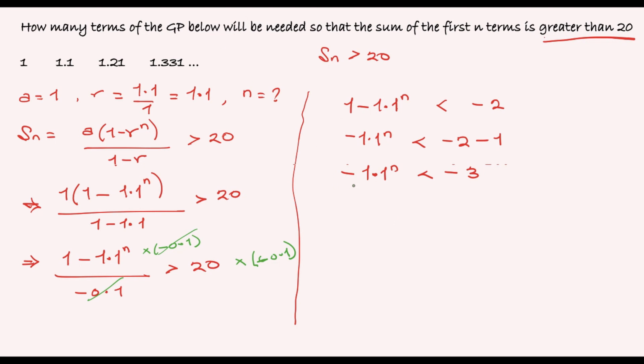Now again, we can get rid of our negative sign here by multiplying through by minus 1. So if we multiply through by minus 1, this negative cancels out this negative here, and this minus sign cancels out this minus sign here as well. And so we're left with 1.1 raised to power n. But again, because we have multiplied through by a negative sign, we're going to change our inequality back to greater than. And this is 3. So now this is our new inequality. 1.1 raised to power n is greater than 3.